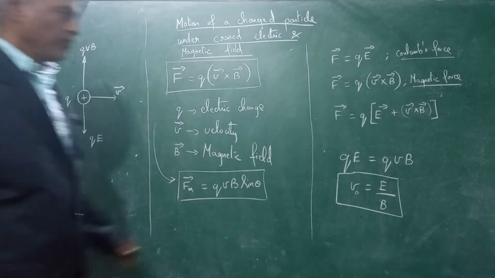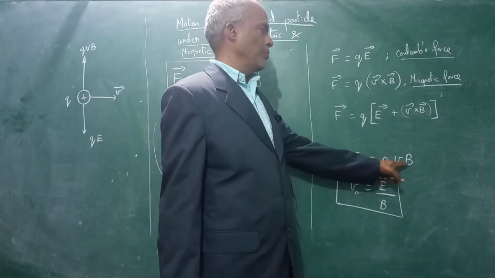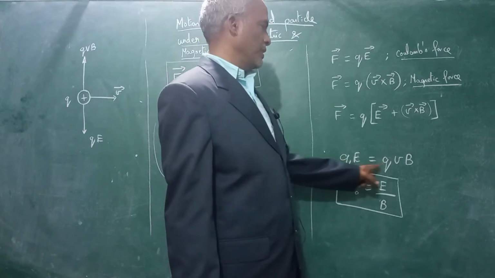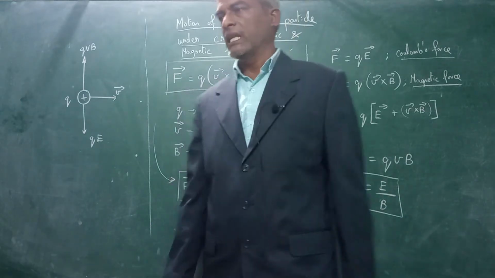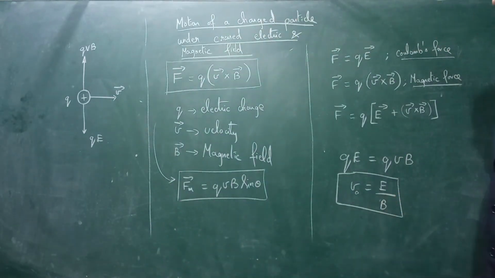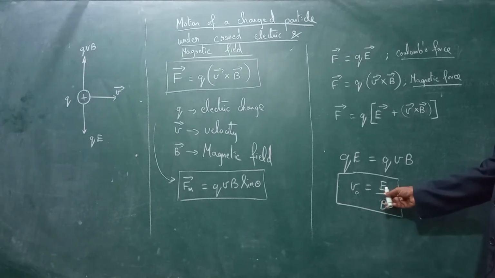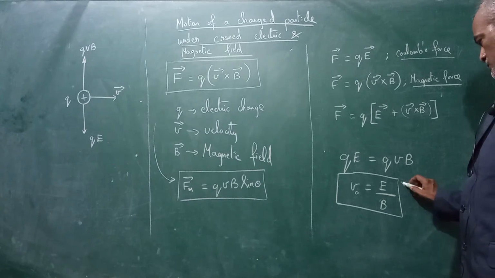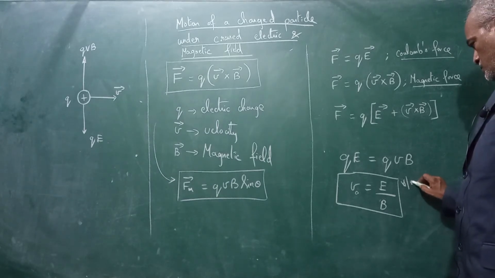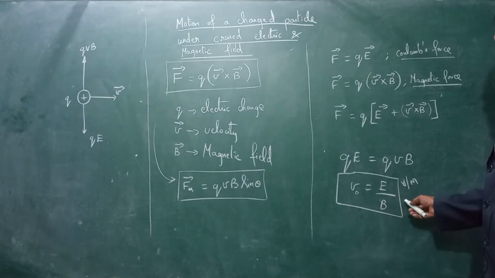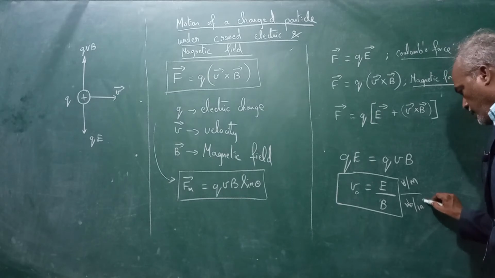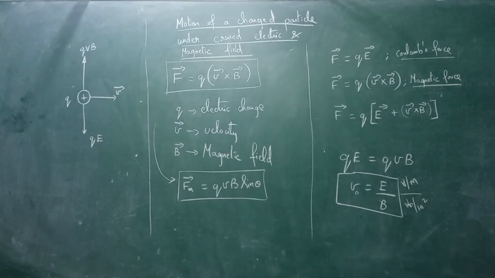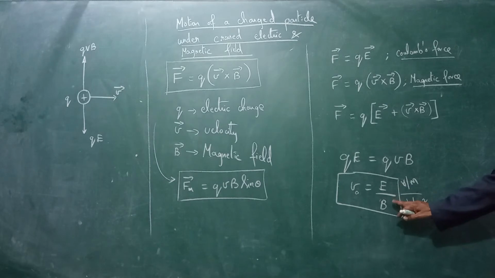Suppose it is equal, that is QE is equal to QVB. If that is the case, Q gets cancelled and velocity is equal to E by B. That means electric field by magnetic field. So the velocity directly depends on electric field, which is volts per meter, and magnetic flux density, which is Webers per meter square. So it depends on electric field and magnetic field.